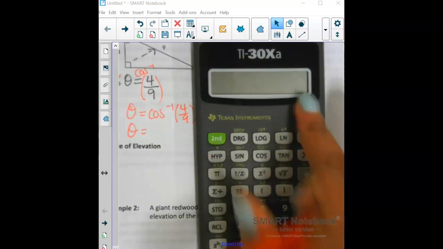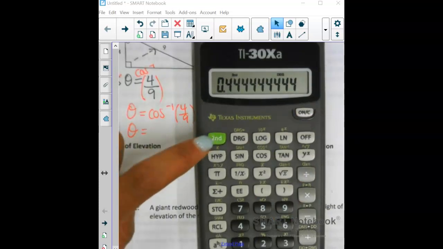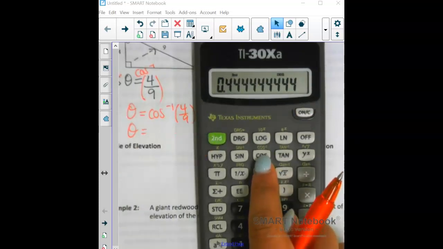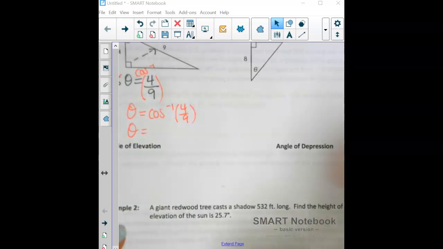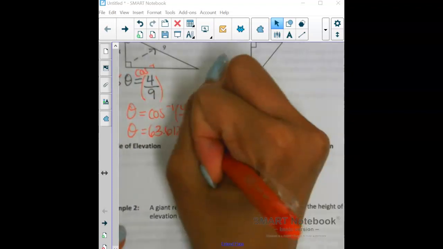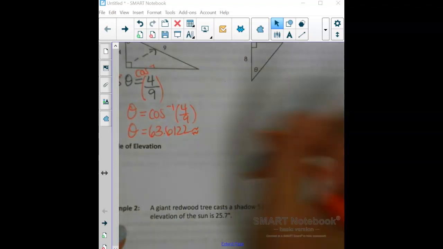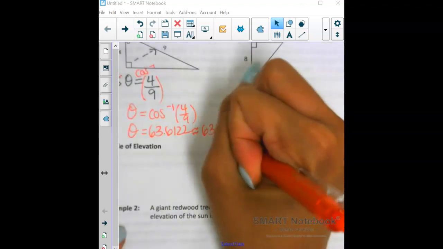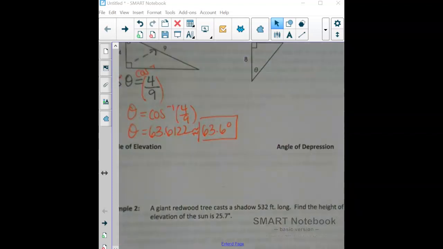So I'll do that one more time. I did 4 divided by 9. I'm going to push the second button, and then for me, cosine, because cosine inverse in green is right on top. So the angle should be about 63 degrees. I'm going to approximate that for this whole page. We're just going to round it to the nearest tenths place, so 1 decimal place. So 63.6 degrees. That's that angle measure that I'm looking for.